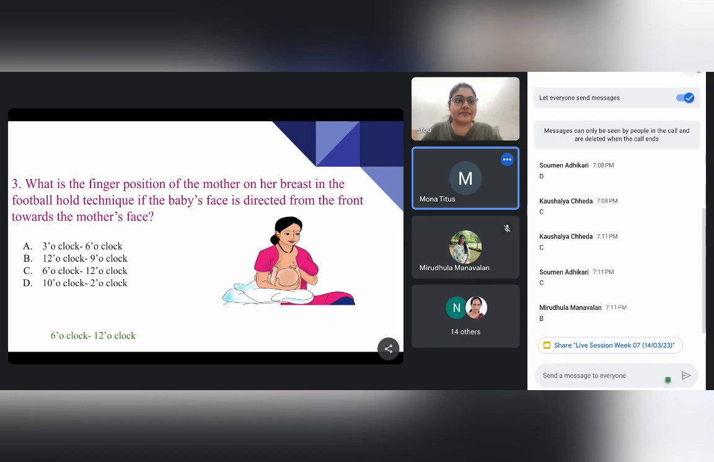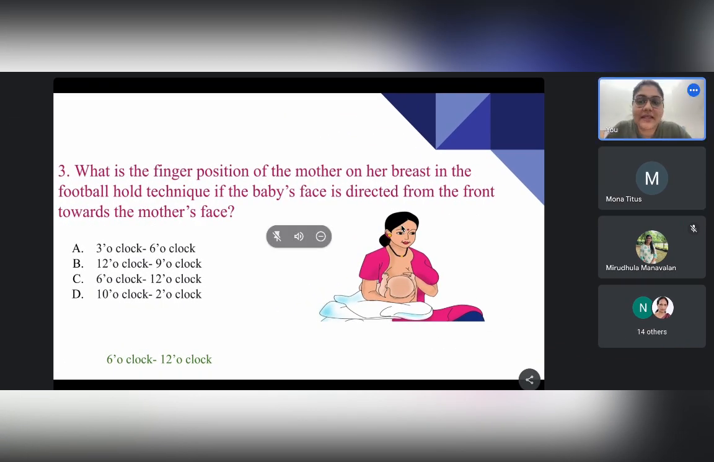Horizontal. Okay, yeah. So the baby's lips are in the horizontal position. But in this case, if we consider the football hold technique, now we need to hold the breast in a C-shaped position, right?